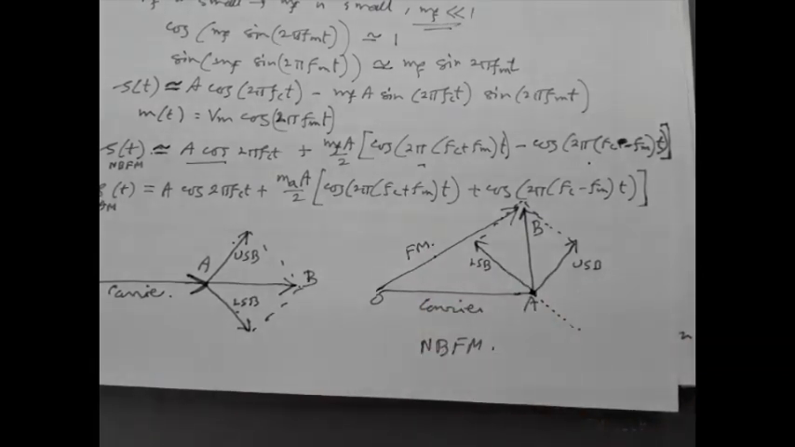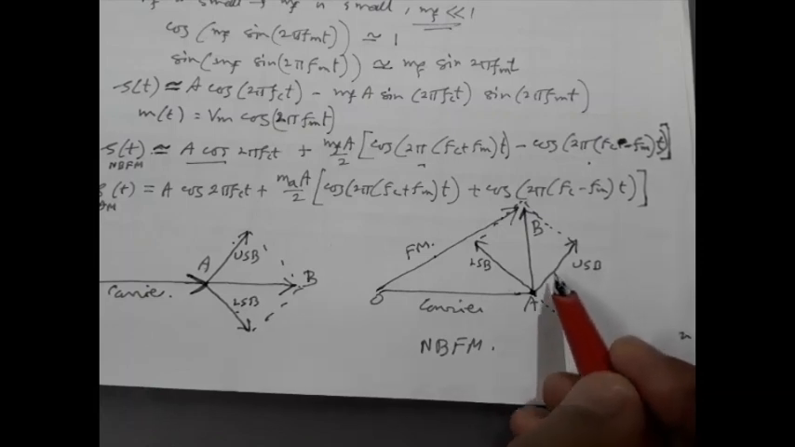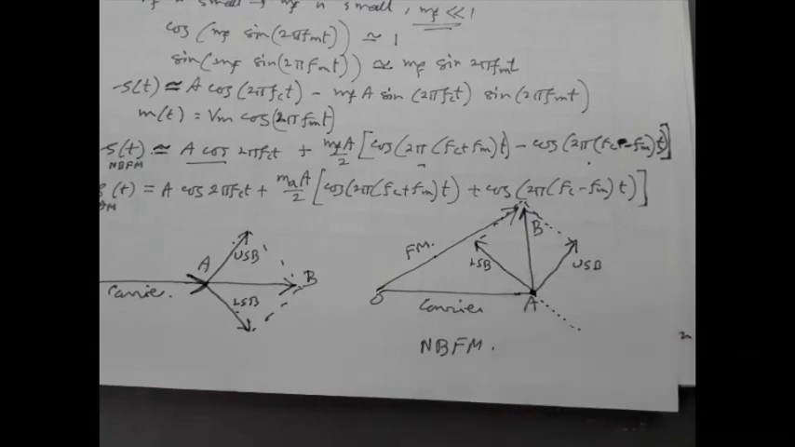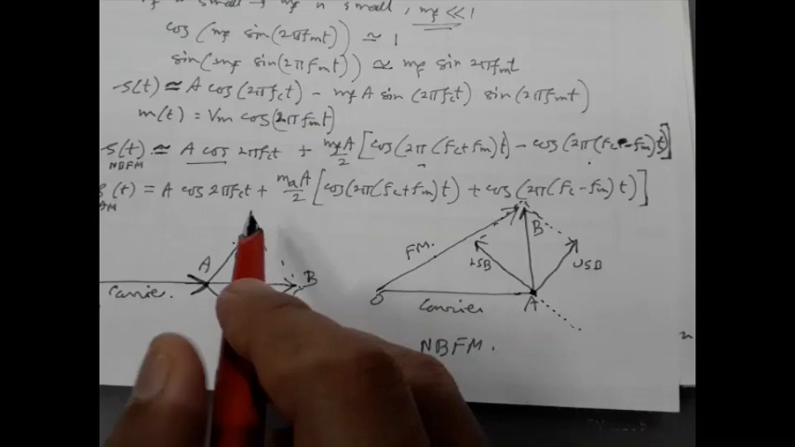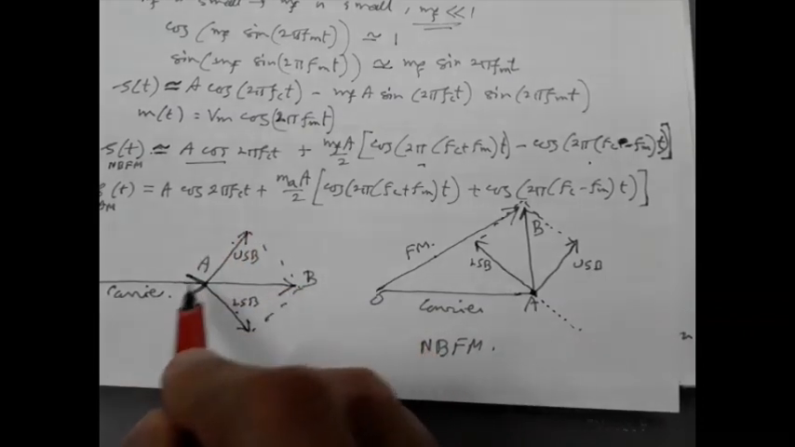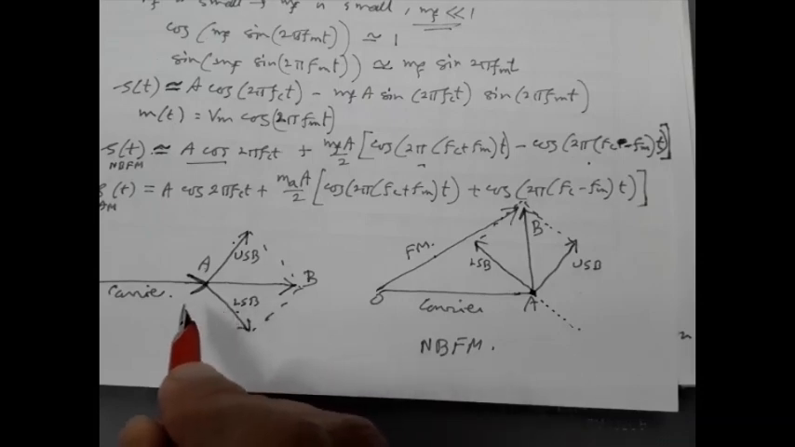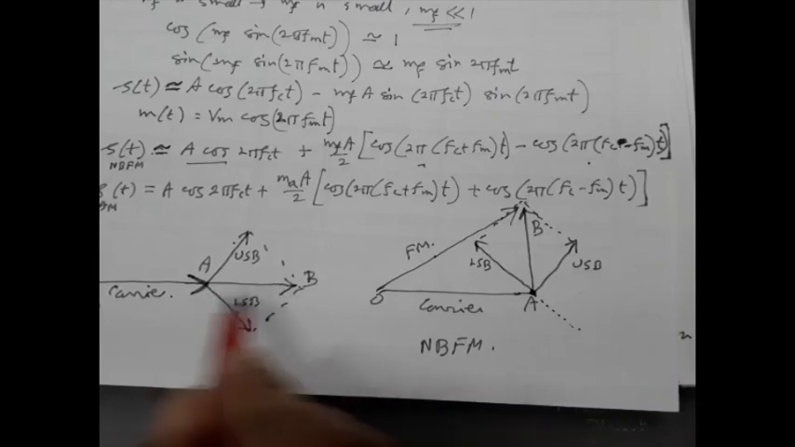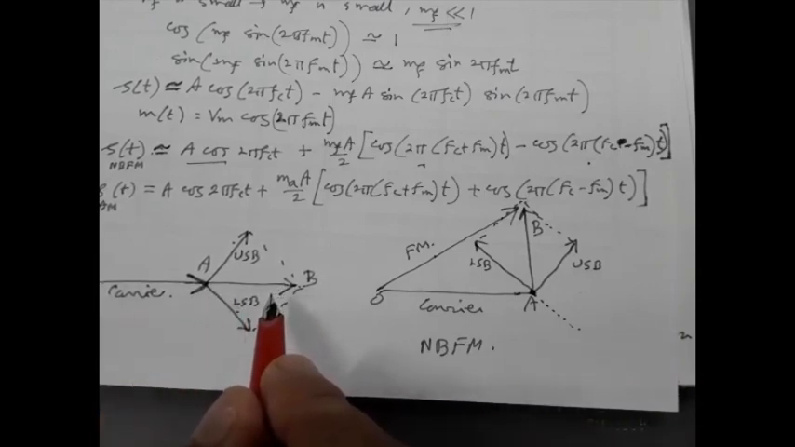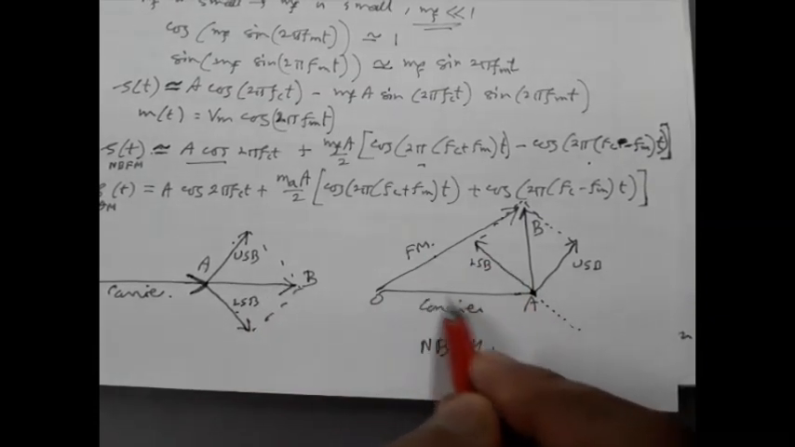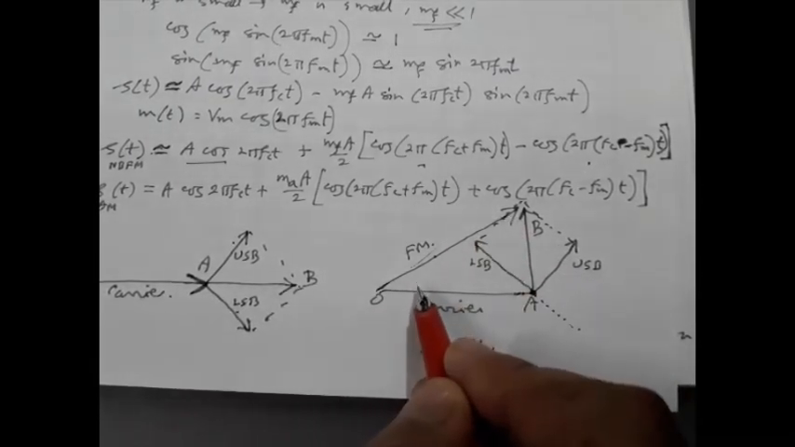So as you can see, in case of AM, the resultant of the two side frequency phasors is always in phase with the carrier phasor. The effect is that the resultant phasor representing the AM wave has an amplitude significantly different from the carrier phasor amplitude and is always in phase with it. Whereas for this case, the carrier phasor and the FM, they have some phase difference between them.